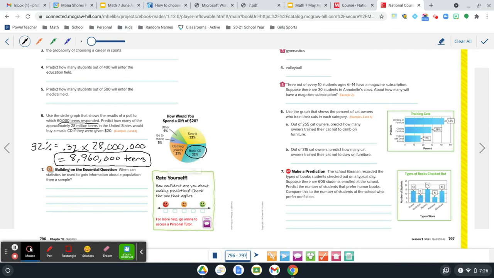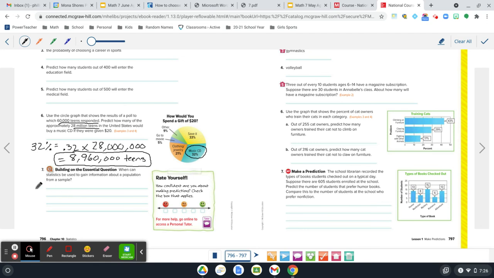Okay. So number 7, let's answer this building on the essential question. I do want to talk about this. It says, when can statistics be used to gain information about a population from a sample? And so I keep saying it over and over, like I just did in this last problem, number 6, and in number 8 on the other page.